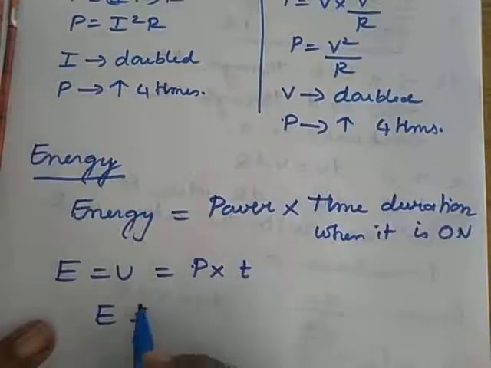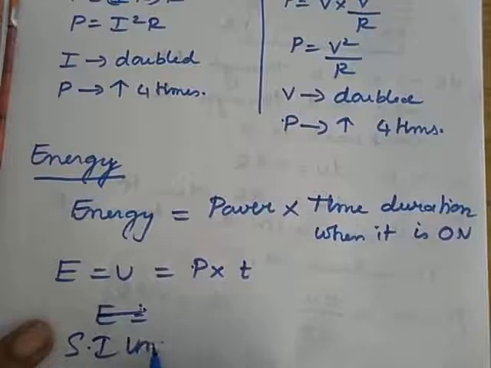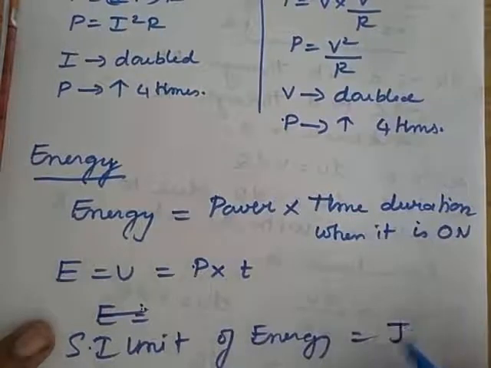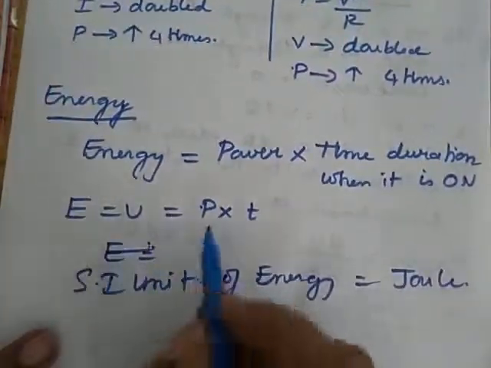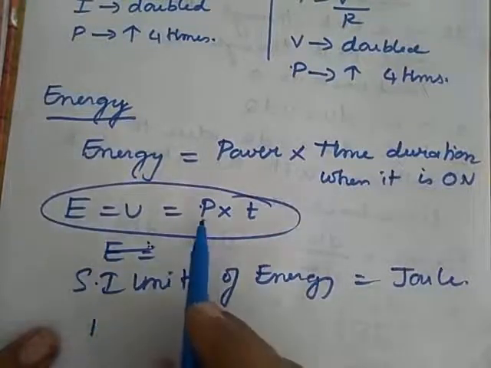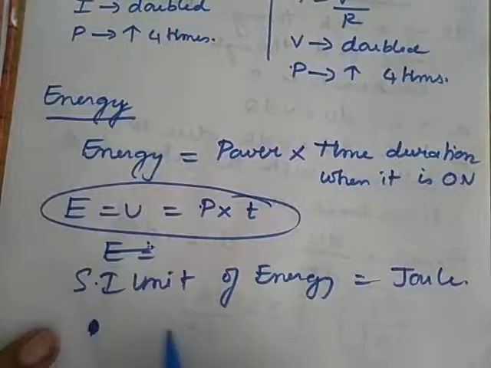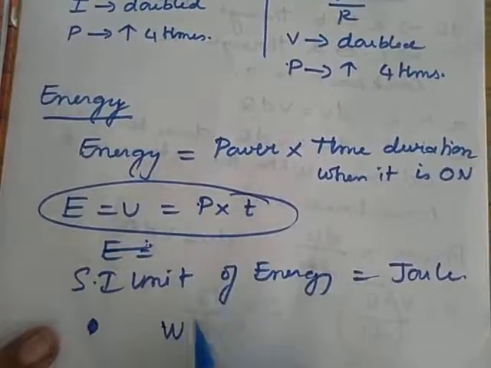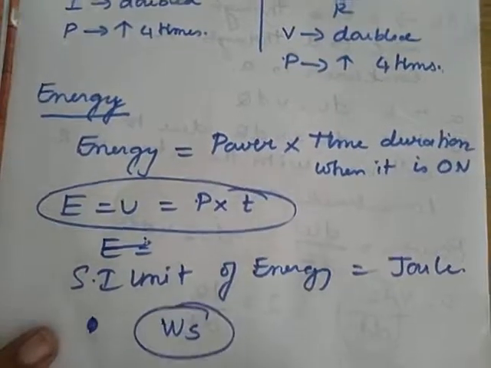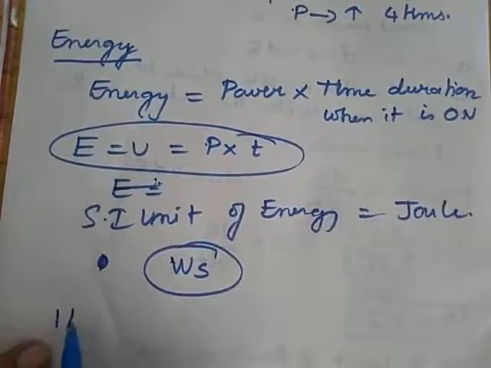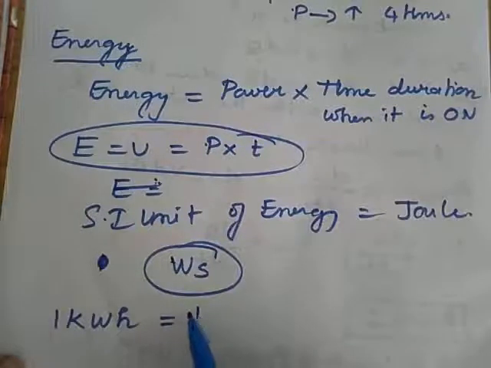What is the unit of energy? The SI unit of energy, we know very well, is the joule. We can also write it in one more form: energy is the product of power and time. What is the unit of power? Watt. The unit of time is second. In practice we use a unit called 1 kilowatt hour. It is a practical unit of electrical energy.